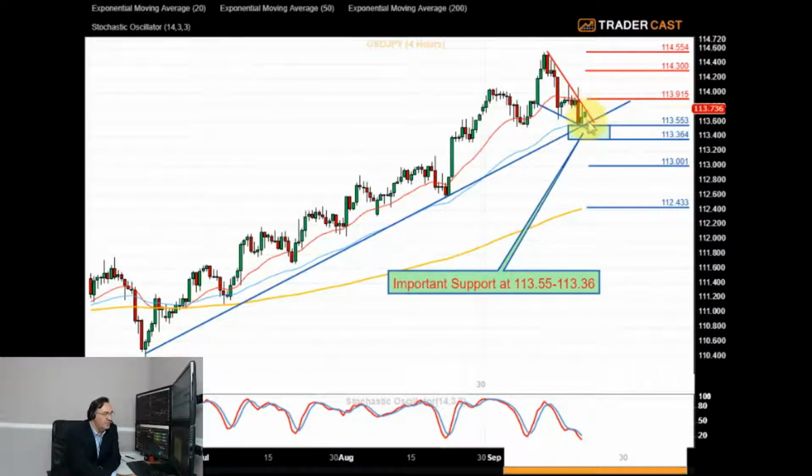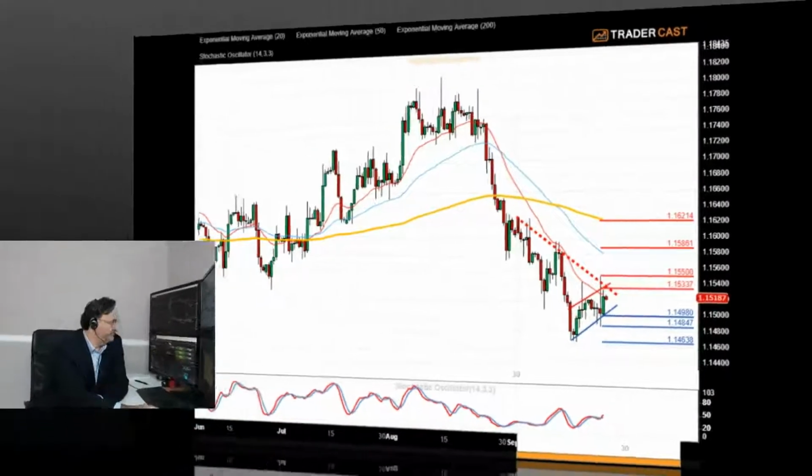Alternatively, a swift move lower and end of day close below this area here, which is signified by 113.35 support level, would negate any sort of intraday bullishness, potentially targeting deeper downside support towards 113, which is the cluster of these previous highs and also a round number, possibly even 112.43 to the downside.